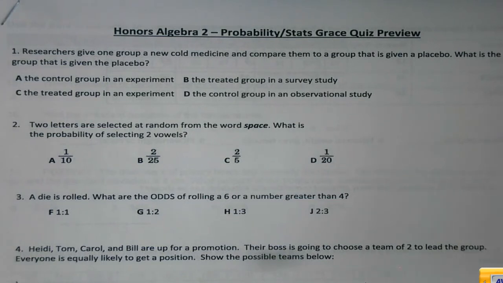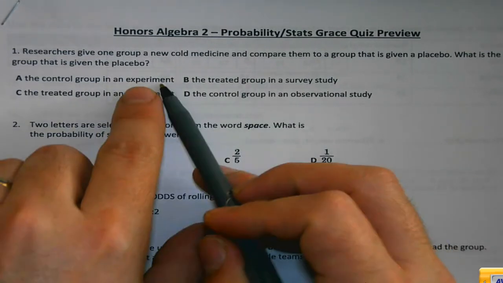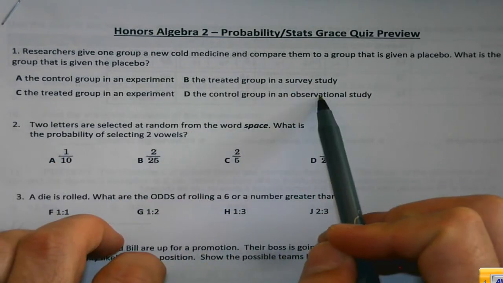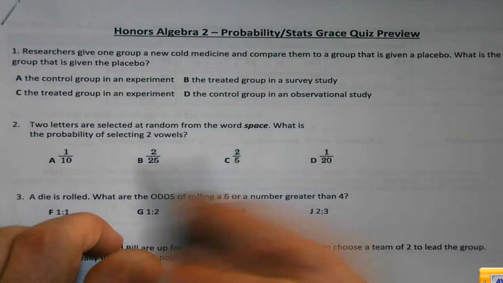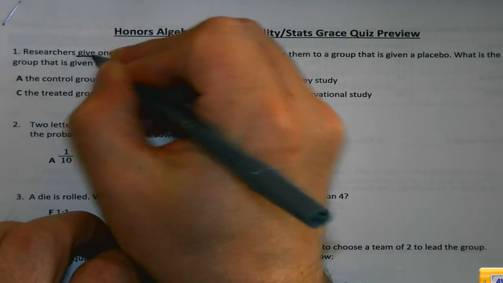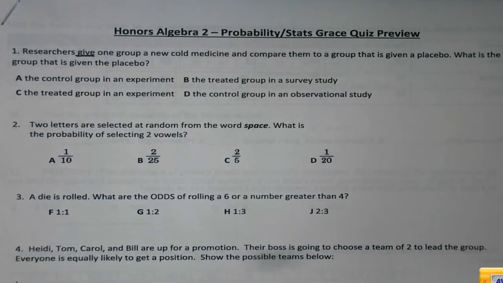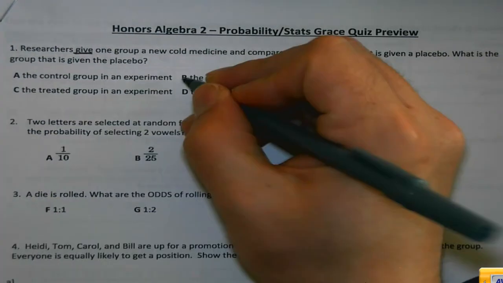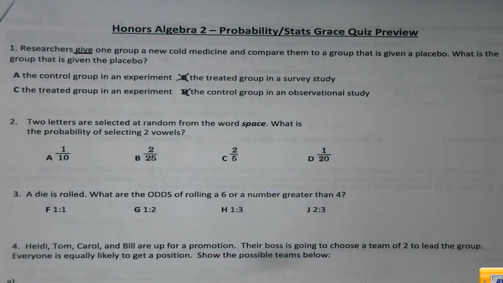Researchers give one group a new cold medicine and compare them to a group that's given a placebo. What is the group that's given the placebo? Now, we've got two things to consider here. First, is it an experiment, a survey, or an observational study? There's my keyword: the researchers give them. They're not just watching, they're actually involved here. So it's an experiment. So we know it's neither of those.